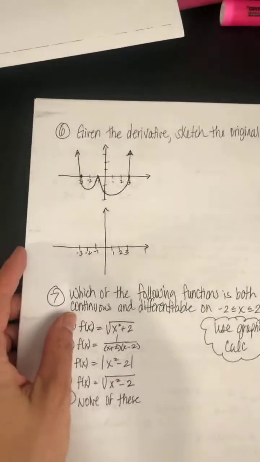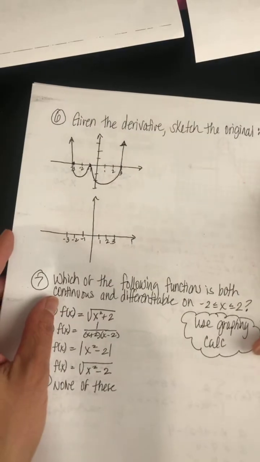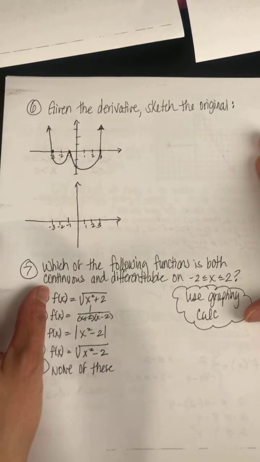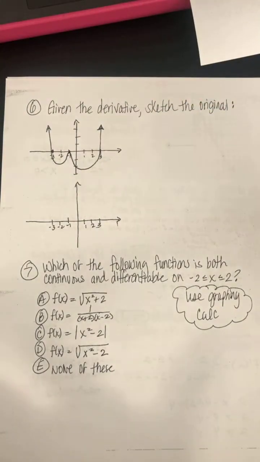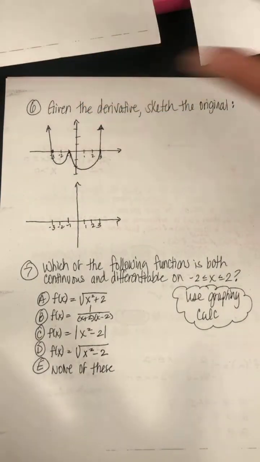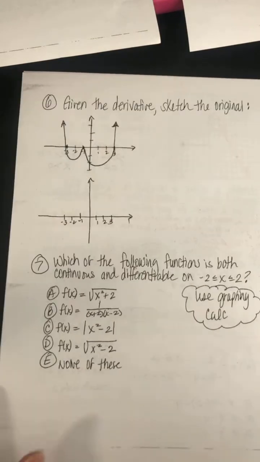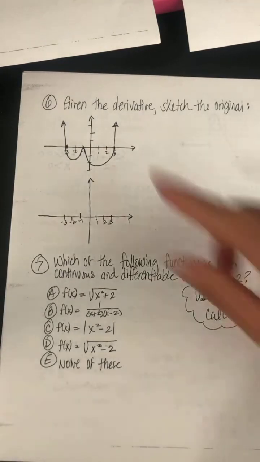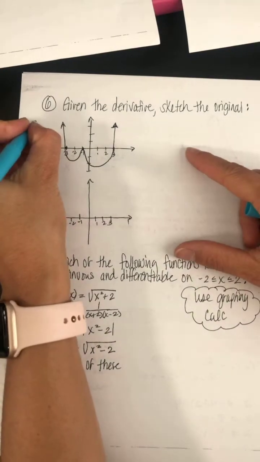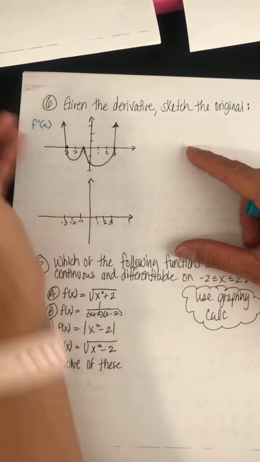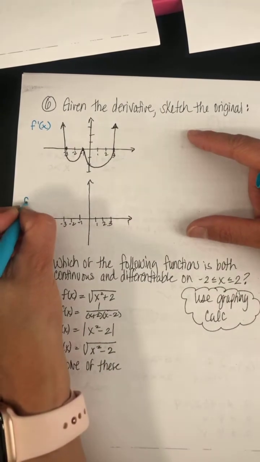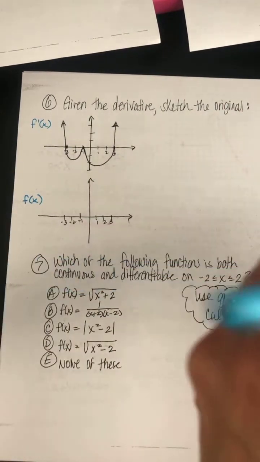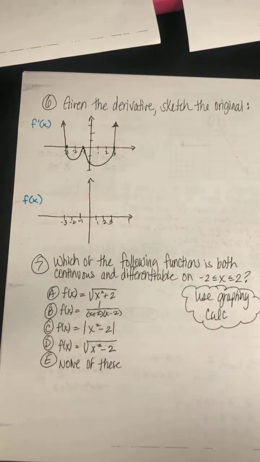Number 6. Given the derivative, sketch the original. So another one of these, just like our, what was it? Number 1. Yeah, number 1, we did one like this. So this one's a little bit harder, but I think we'll have a better handle on this. So we're given the derivative, so that means that this is f prime of x. So I'm just going to label my graph like that because it helps me remember what I'm looking at, because sometimes my brain gets confused on what's happening, okay?